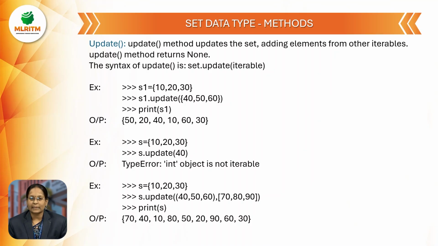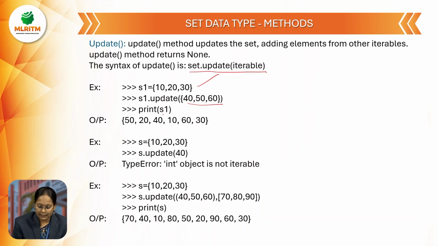So, the next method is the update method. Update method updates this set, adding elements from other iterables. Update method returns none. The syntax of update is set dot update iterable. S1 is equal to a set with 3 elements, 10, 20, 30. S1 dot update with 40, 50, 60. So 40, 50, 60 is also a set.